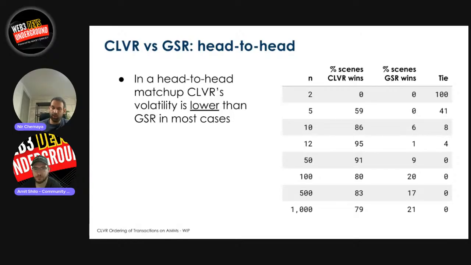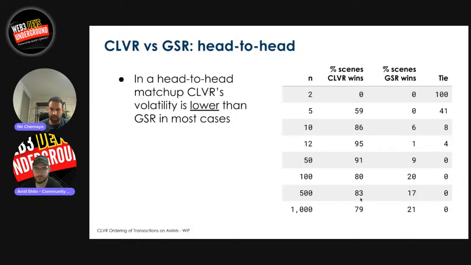By the way, we use a GSR method where you apply GSR, but you always start with the smallest transaction first. So when you always start with the smallest transaction first, with 2 transactions you always get the same as Clever. So here, with 2 transactions, they give similar results. But what you can see are the cases when Clever gives better price volatility, GSR, and tie. And you can see that in percentage.